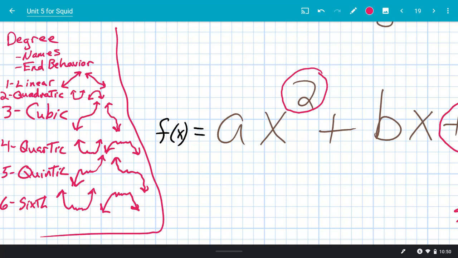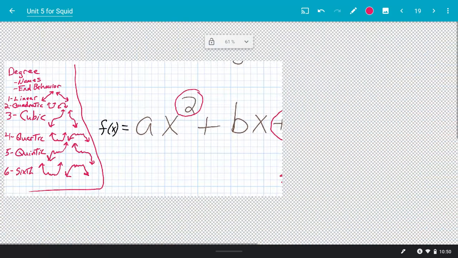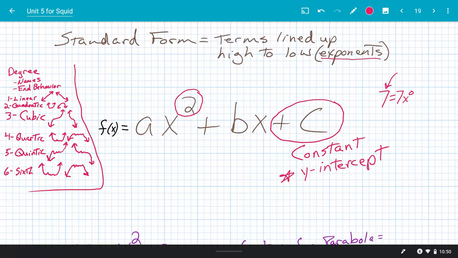1, 3, 5, 9 all have ends going in opposite directions. Like John Travolta, staying alive, staying alive. All right. Okay. Now there's your refresher about the degree. That's stuff that we already know about the degree of the polynomial.